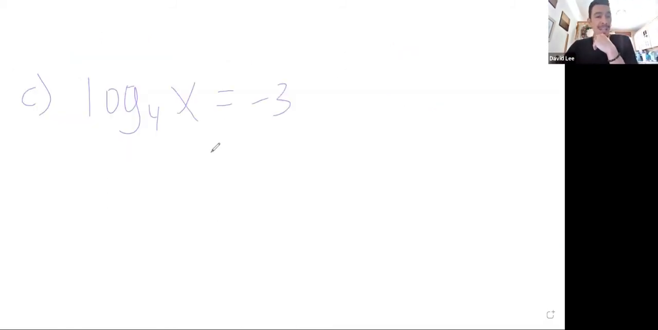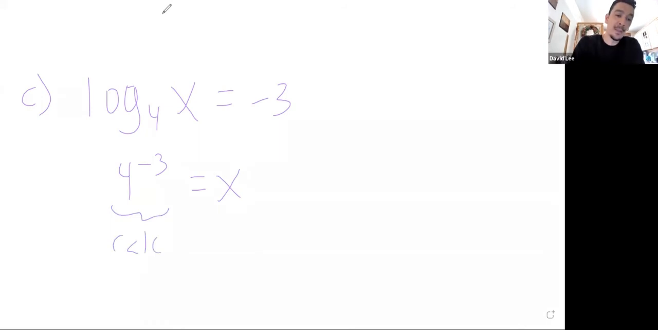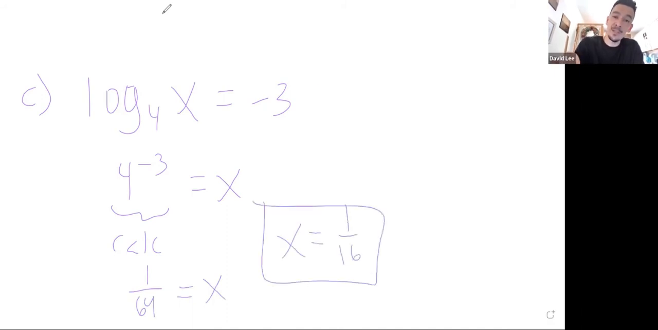So the suggestion is, if you have something in log form, write it in exponential form, and vice versa. So this is in log form, and if I rewrite this into exponential form, it'll go 4 to the power of -3 is equal to x, right? Going from log to exponential. And then just go calculator here, and it'll say x equals 1/64. So the key is to convert from log to exponential and vice versa.